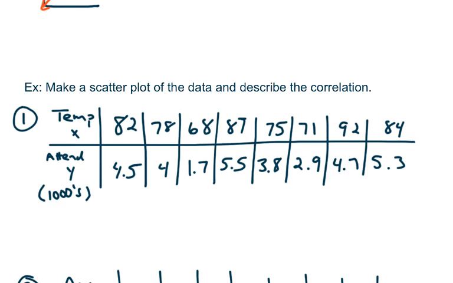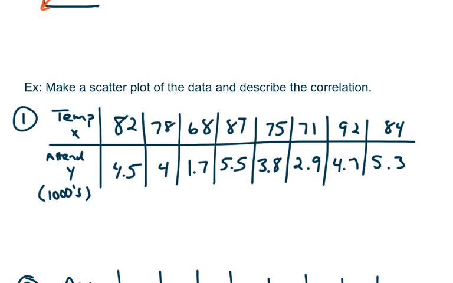So number one, the X value represents temperature. The Y value represents attendance, and that's in thousands. So this could be an outdoor sporting event or an outdoor concert. Or attendance might be a poor word, but business at an ice cream shop like T&L's. As it gets warmer, people might tend to get more ice cream. So take a second, pause the video, and then we'll discuss this one.